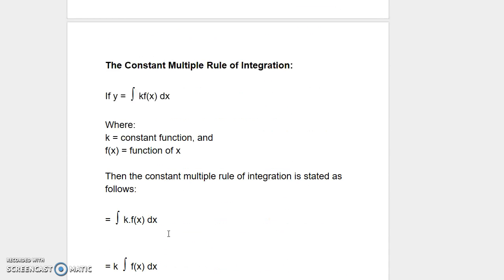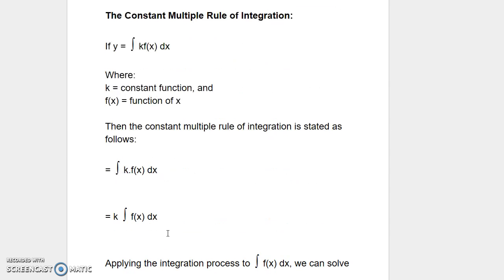Let's look at the next rule. The next rule is the constant multiple rule of integration. If y is equal to integral k times f of x dx, that means if a constant is multiplied to another function f of x, as shown here, where k is a constant function and f of x is the function of x, then the constant multiple rule of integration is stated as follows. Integral k times f of x dx.